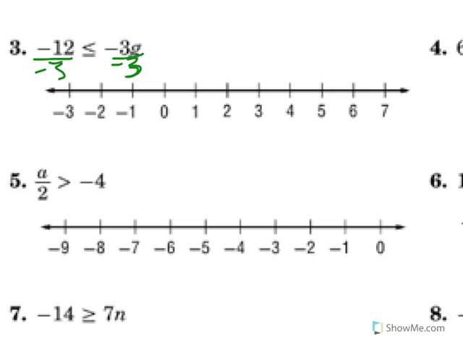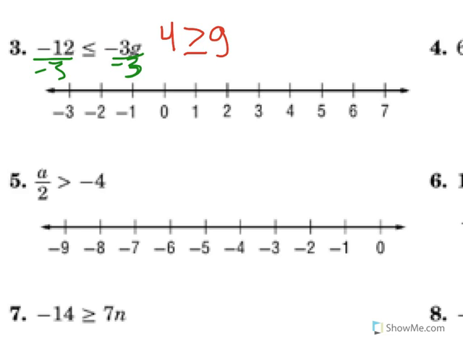On the left side, we have negative 12 divided by negative 3, and negative divided by negative, that's a positive. 12 divided by 3, that's 4. Now on the right side, we have negative 3g divided by negative 3, the negative 3's cancel out, we have just g. Now, we have to activate the special rule. The special rule tells us that less than or equal to becomes greater than or equal to. So this is our answer. 4 is greater than or equal to g.